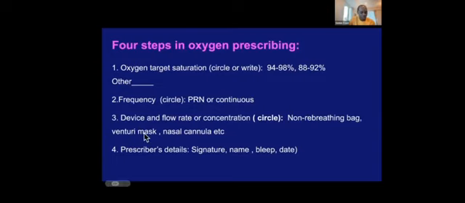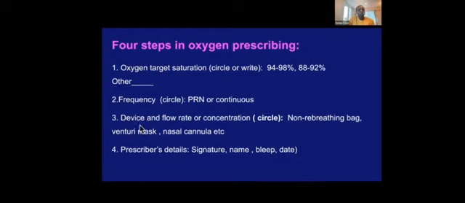Venturi mask, you need to choose it, you circle the Venturi mask. And then what's the flow rate? We said you can give 2 liters, it will give you 24. 4 liters will give you 28. Of course, 8 liters will give you 35. 10 liters will give you 40, 12 liters will give you 60, plus you must choose the right color of the Venturi mask. Nasal cannula, we're going to give 2 liters for the nasal cannula in a non-acute setting, or if there is no Venturi mask, because it can give you what? We said 24 to 30%.